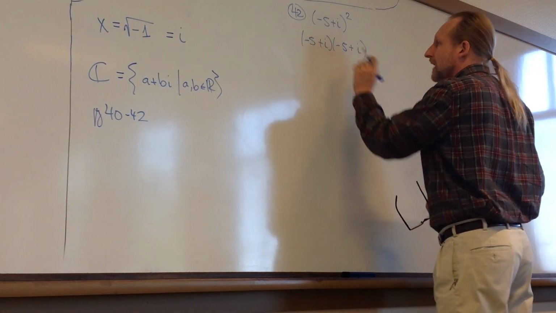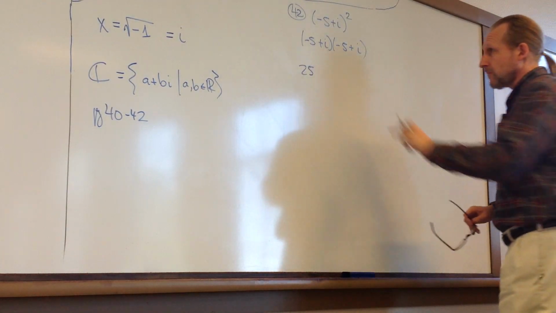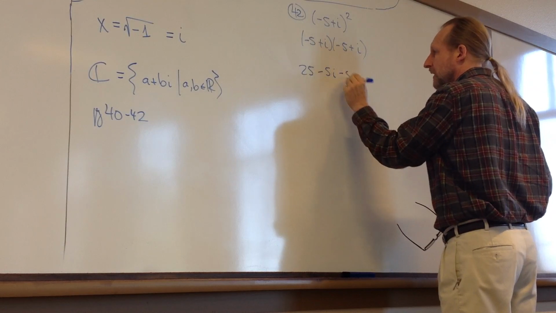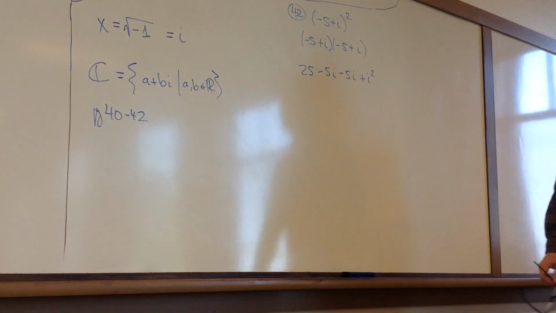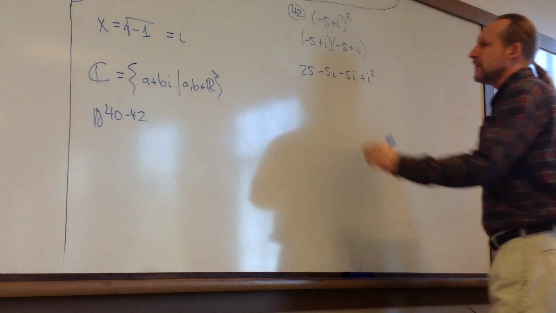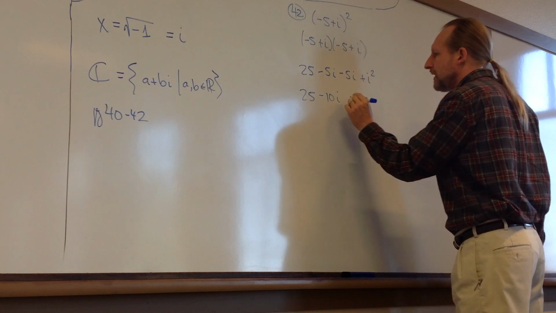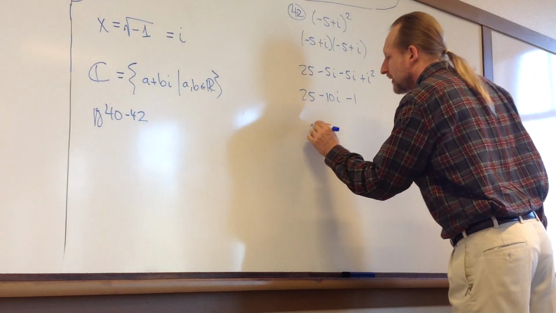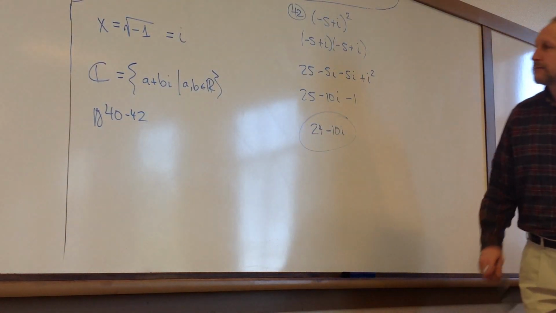So let's see, negative 5 times negative 5 is positive 25. Negative 5 times i is minus 5i. Then we get another minus 5i, and then a plus i squared. Okay, so this will be 25 minus 10i, but over here, that i squared is negative 1, and so our answer here is 24 minus 10i.